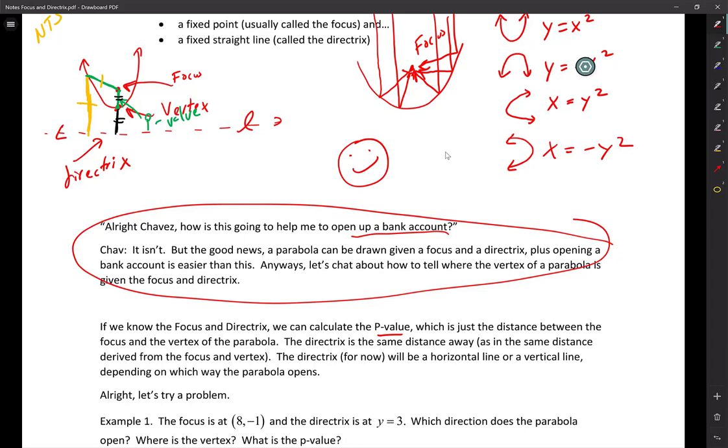Guess what else we should know? That kind of is common sense, but not really sometimes. The focus and the vertex always lie on the same line, regardless of how it opens up. If it opens upward, the focus and the vertex are going to lie on the x equals whatever that line of symmetry is. If it opens to the left, it's going to be a horizontal line, y equals whatever that line of symmetry is. Does that make sense? So write it down somewhere: focus and vertex always lie on the line of symmetry.